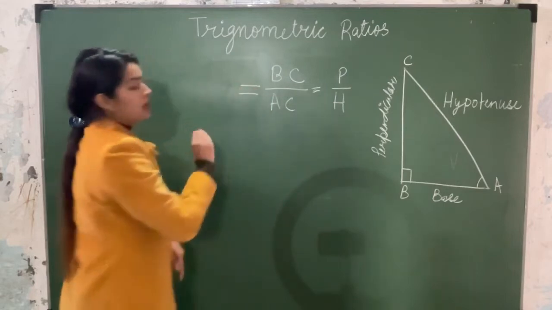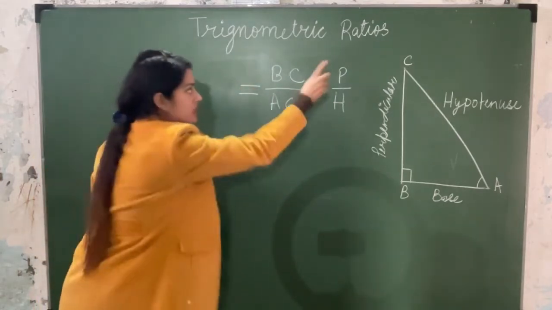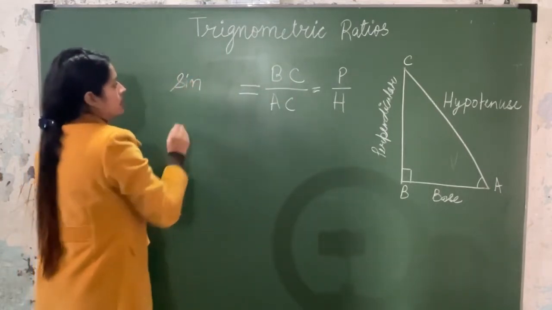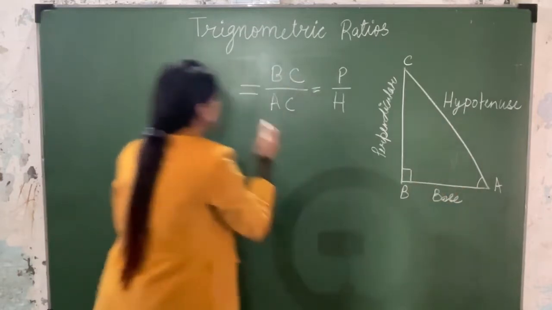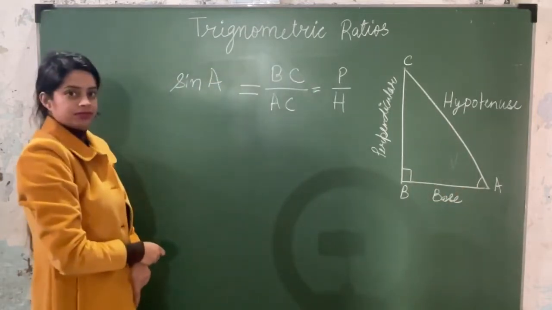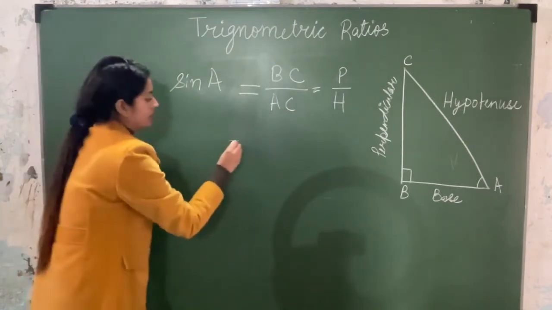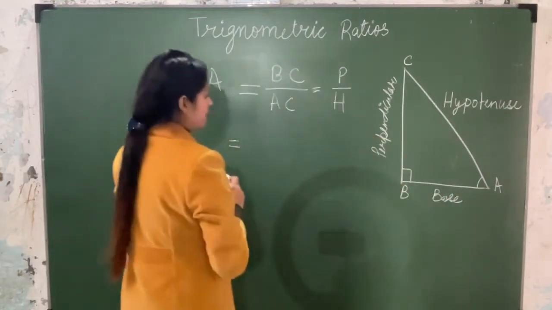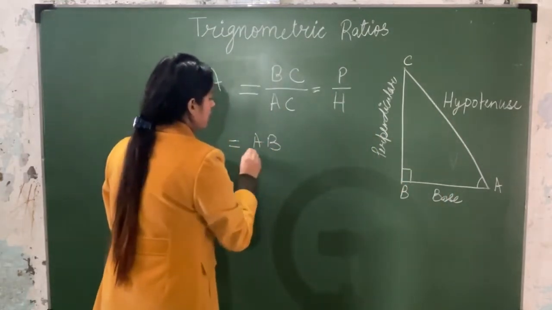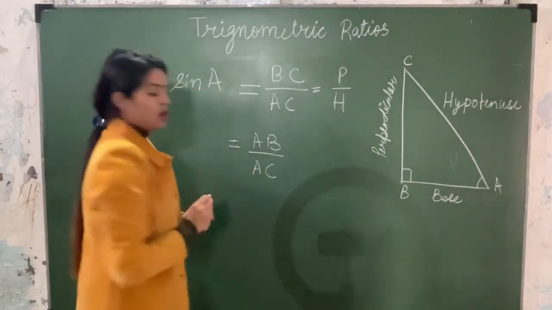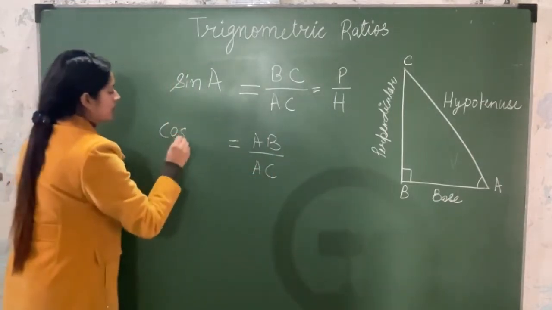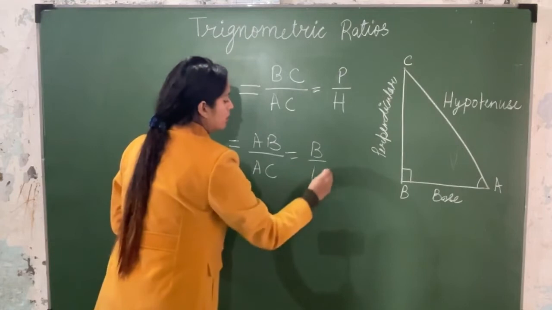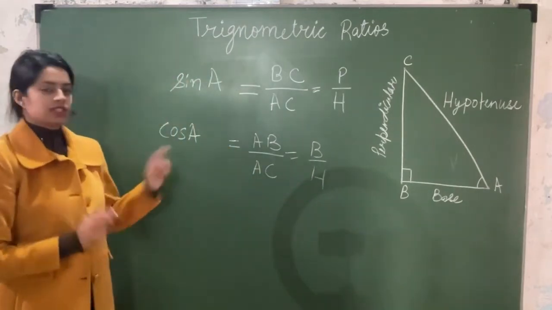This ratio in trigonometric ratios is called sine. Sine of what? I am talking about the angle A, so sin A. Got it? Now, second, if I consider the base upon the hypotenuse, that means AB divided by AC, which is called cos A. That means base over hypotenuse is equal to cos A.